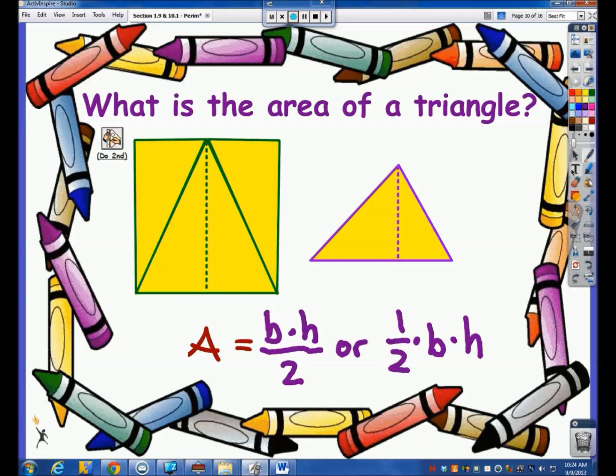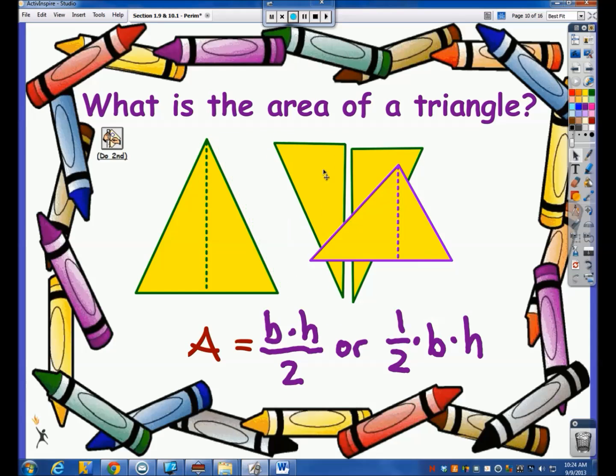I've created now a rectangle, and the area of this rectangle is base times height. Well, how much of the rectangle is the triangle? It's half of it. Here's 1/2 of the rectangle, my original triangle. Here's the other half that I recreated. So we don't need that now. Throw it in the recycle bin.